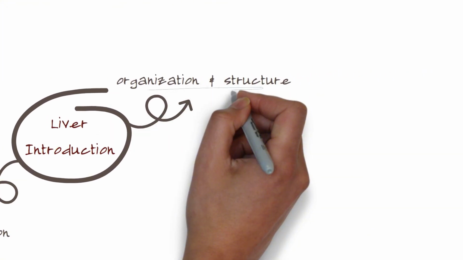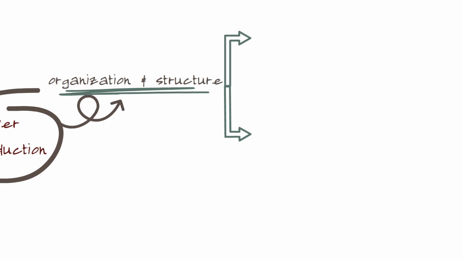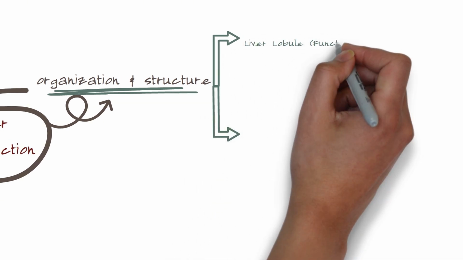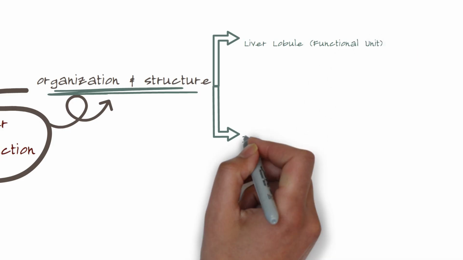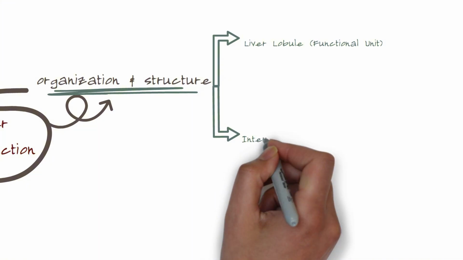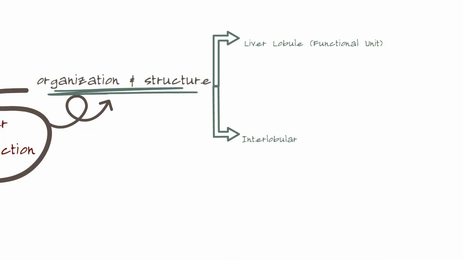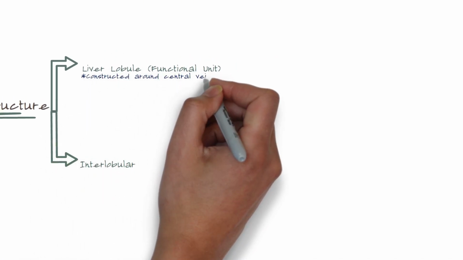Remember that the functional unit of the liver is the lobule. So, what is inside the lobule? Inside the lobule, there are three main components: radiating hepatocytes, bile canaliculi, and sinusoids. All are around the central hepatic vein. So, all these structures are built around the central vein.